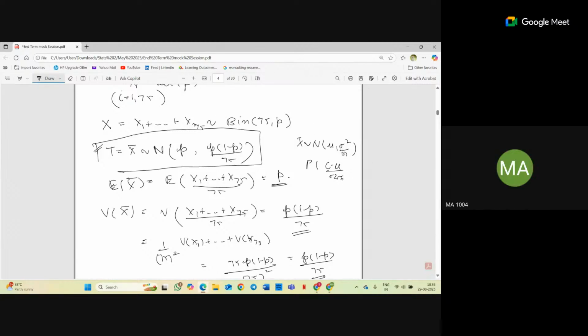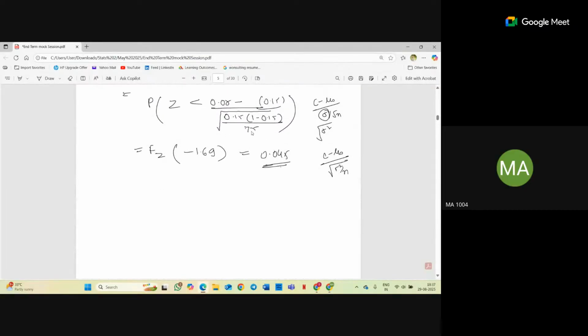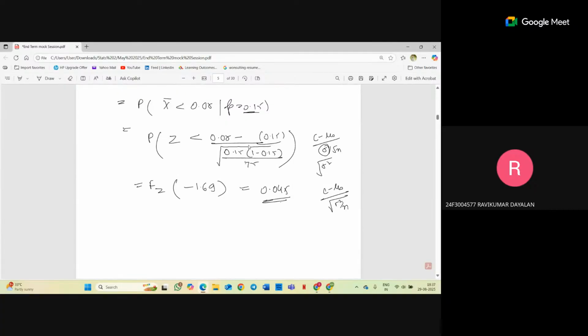So in place of sigma square by n, I have p into 1 minus p divided by 75, which you are taking the root of. So this will be under root of 0.15 into 1 minus 0.15 divided by 75. That's it. Ma'am, for the IID sample, you are finding the variance of x bar and then just using that value. Okay, thank you.